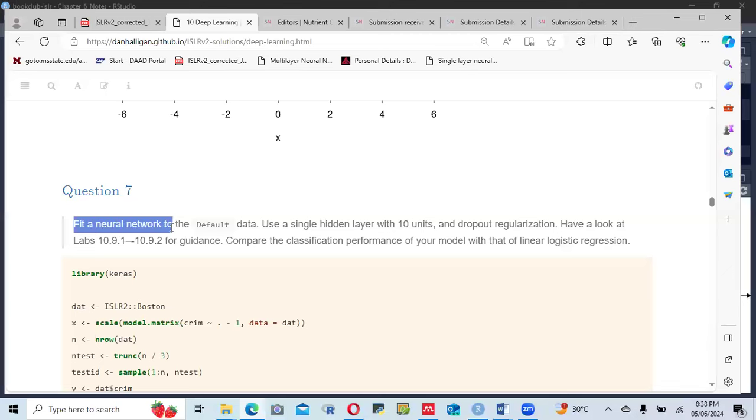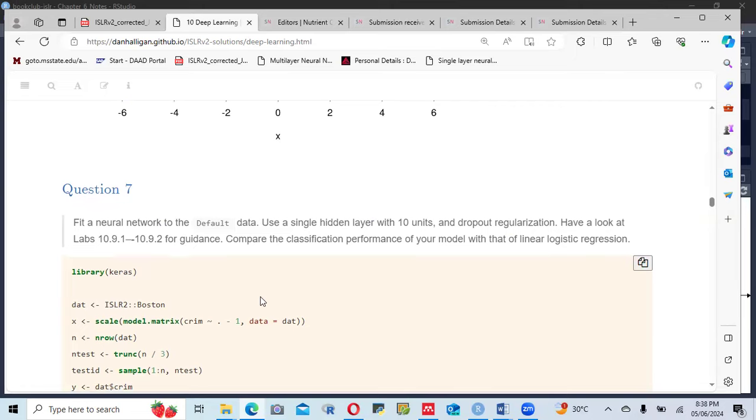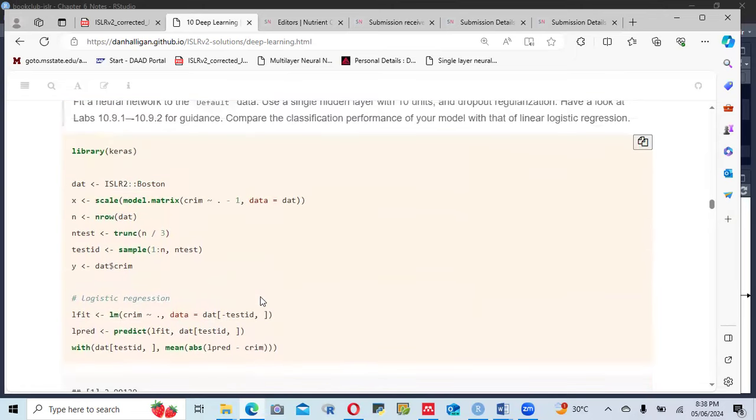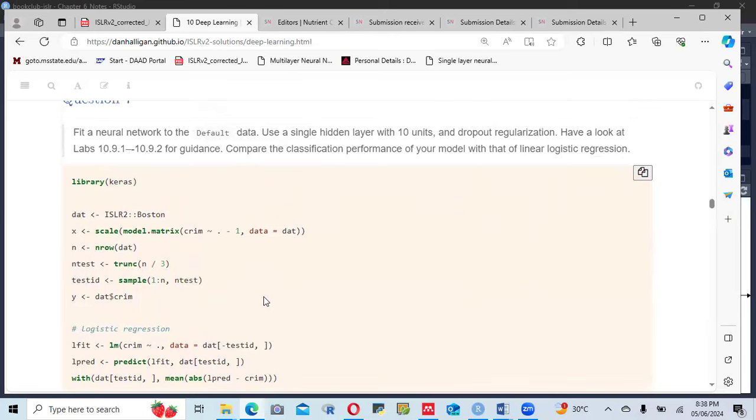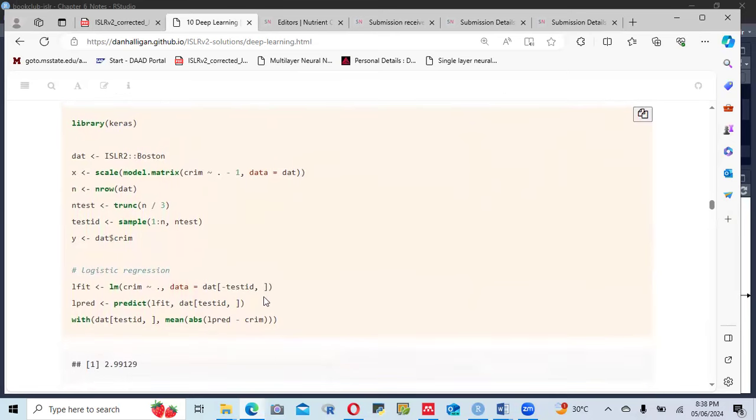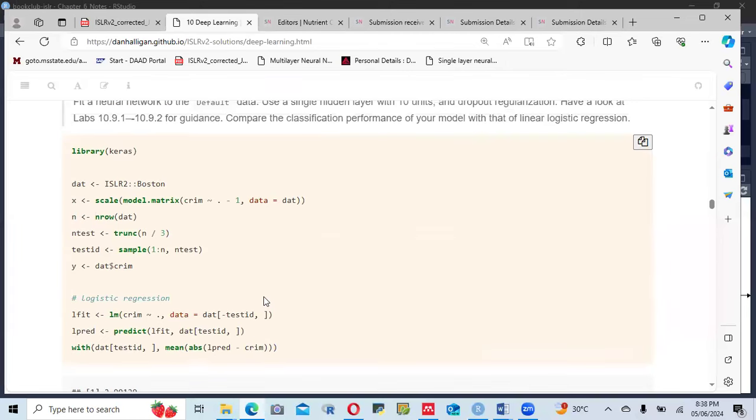We now fit a neural network to the default data using a single hidden layer with 10 units, and dropout regularization. They say we should have a look at the lab. Here we are using Keras. But in some of the code, I have a problem with TensorFlow, because of the version of those packages. I had some issues running some of that code locally on my own system. So here we are using Keras.